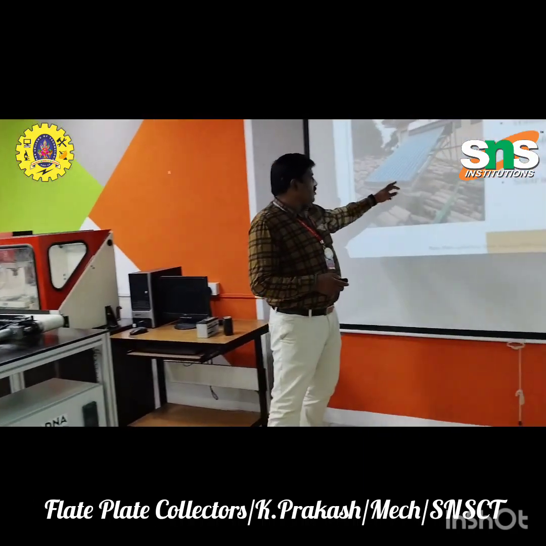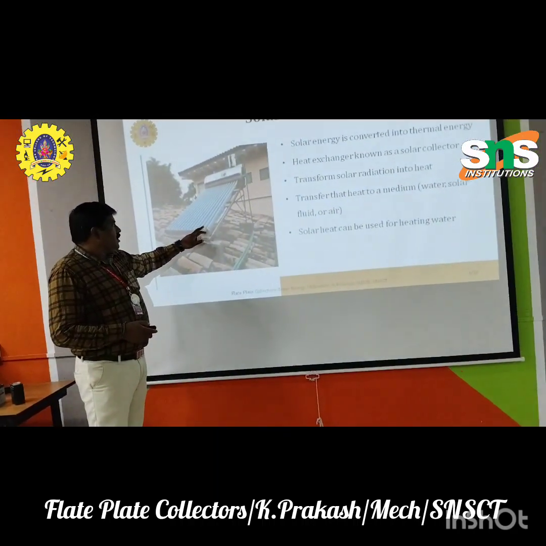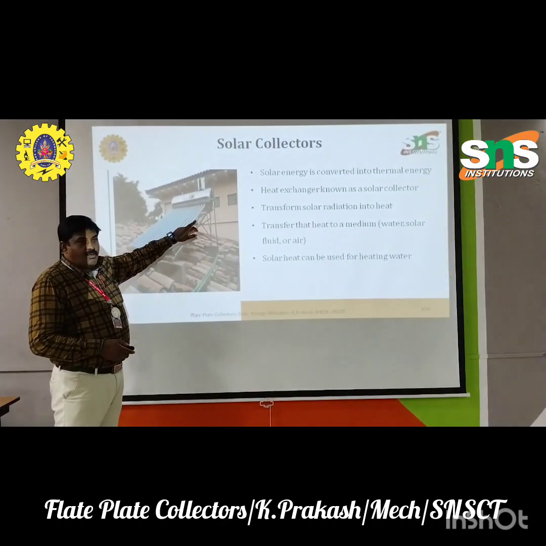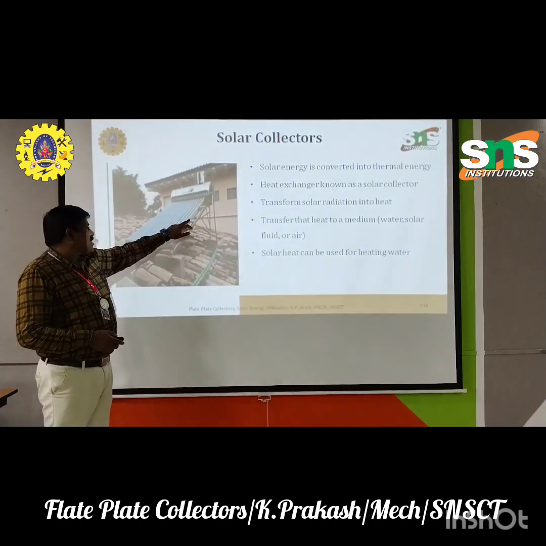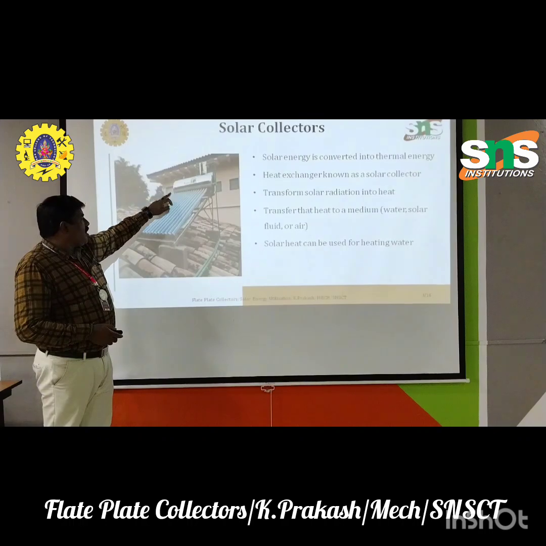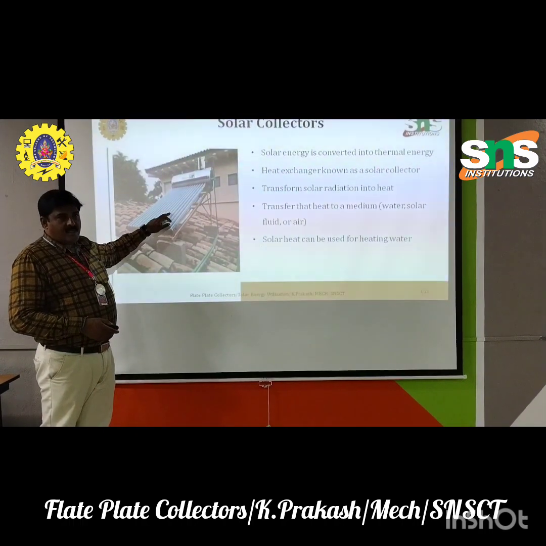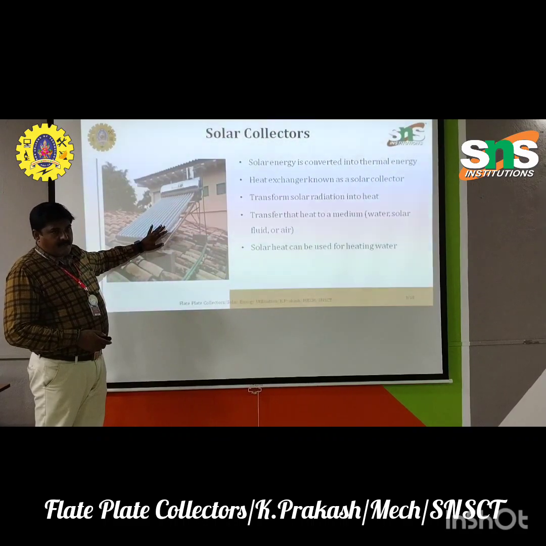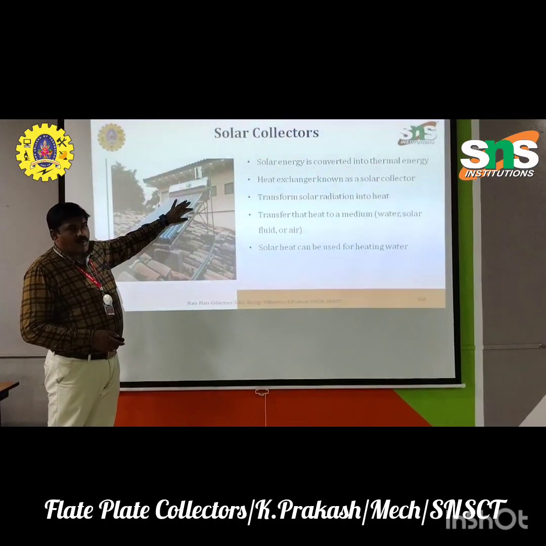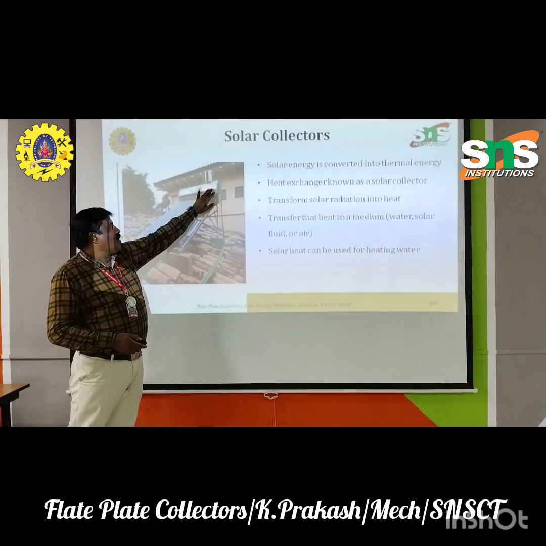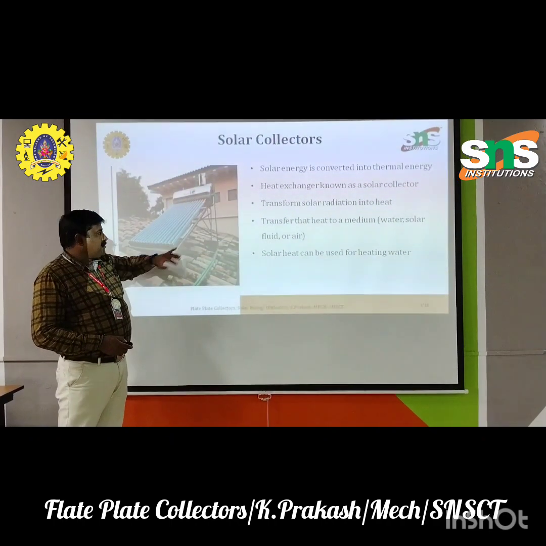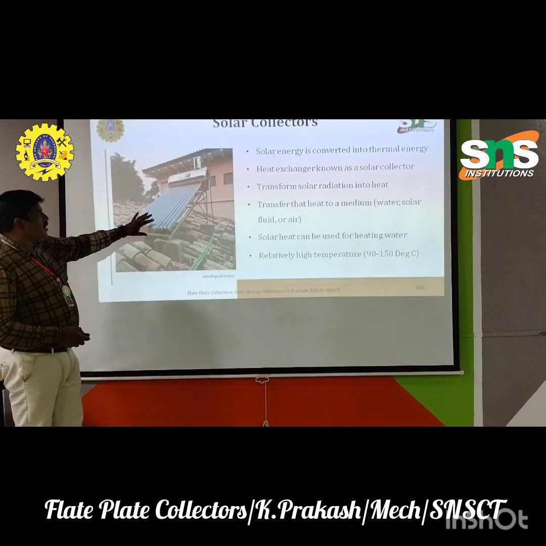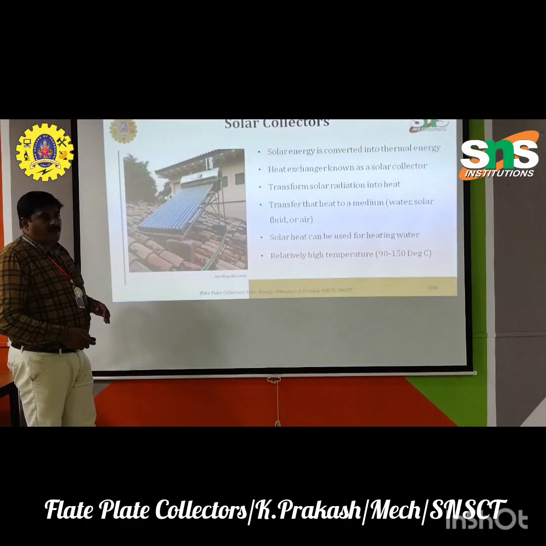Okay, so here we are using evaporator pipes. Water is circulated through these evaporator tubes. When the water is passing, the solar radiation falls on it, so the water is getting heated. Okay, how this takes place, I will explain. The water is heated and then stored here. The temperature we get in the collectors is 90 to 140 degrees.